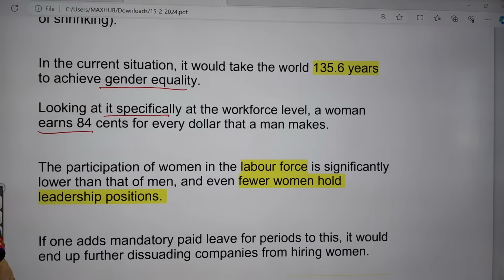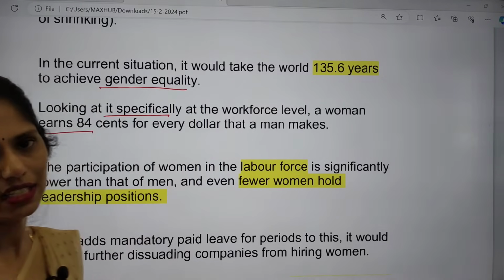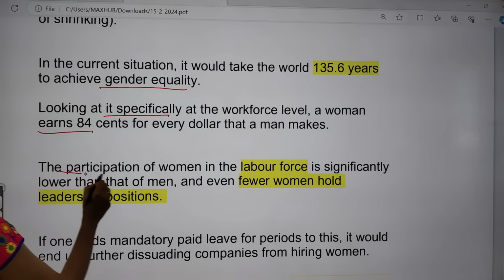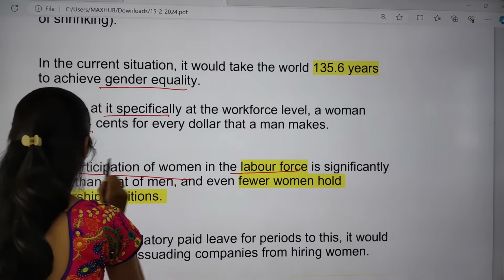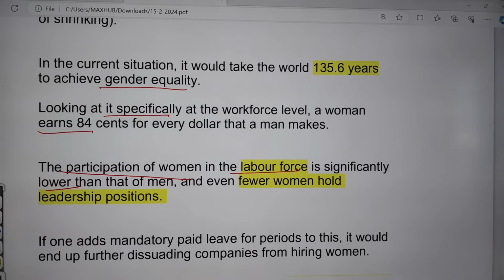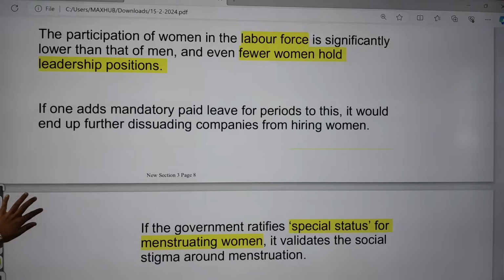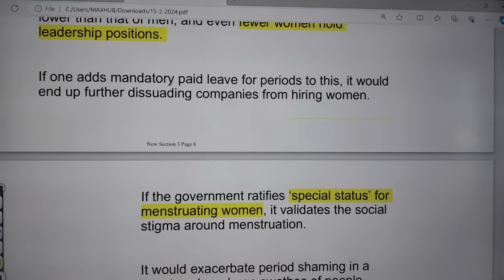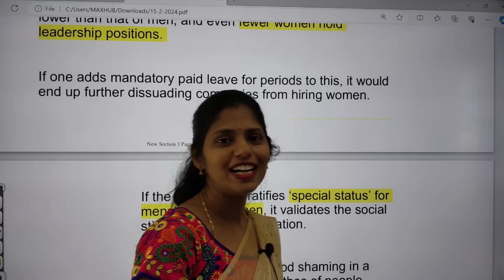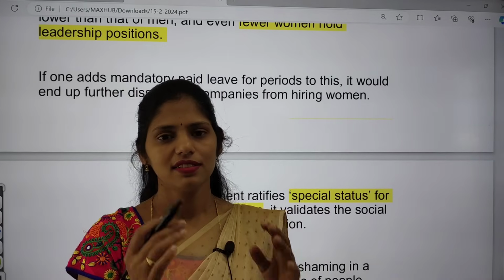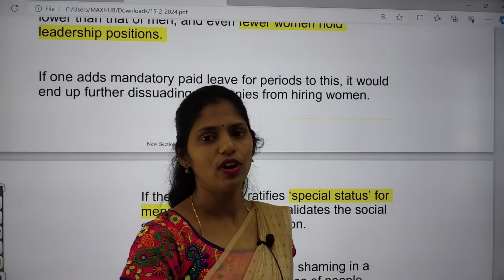Next, looking at it specifically at the workforce level, a woman earns 84 cents, that is 84%, of what a man is earning. The participation of women in the labor force is significantly lower than that of men, and even fewer women hold leadership positions. And if one adds mandatory paid leave for periods to this, it would end up further dissuading companies from hiring women. So one issue here is that gender equality is not there; there is increasing inequality.